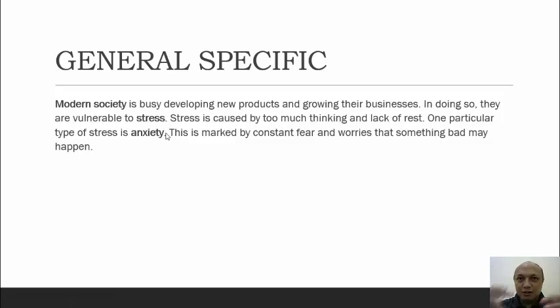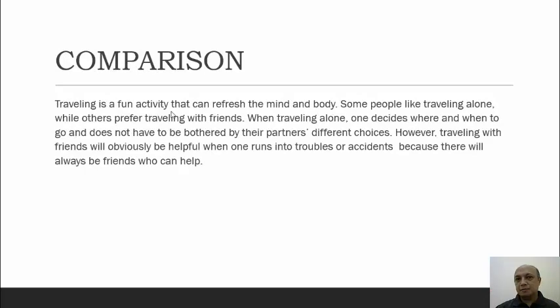Stress is still general. Now you come to a more specific item, which is anxiety. Okay, yeah. This is marked by constant fear and worries that something bad may happen. Now you talk a bit more about anxiety. You talk about a more specific thing, which is anxiety. So that is from general to specific. You start with something general, and then as you write more and more, you will explain more and more specific terms. Okay. Now, what about comparison?